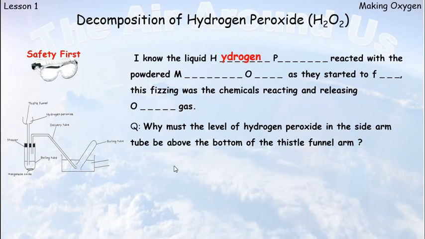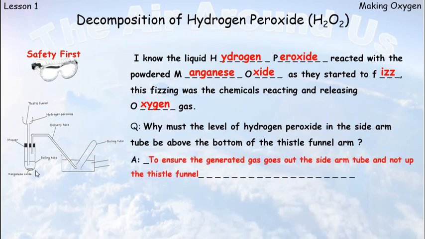So, the liquid hydrogen peroxide reacted with the powdered manganese oxide. As they started to fizz, the fizzing was the chemicals reacting and releasing oxygen gas. Okay. We had to keep this level above here to ensure the generated gas goes out the sidearm tube and not up the thistle funnel.